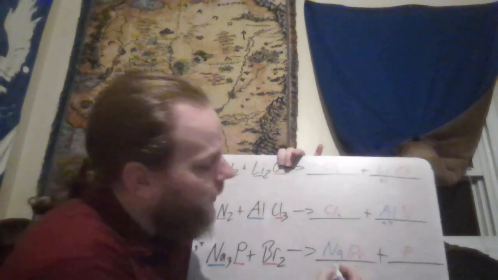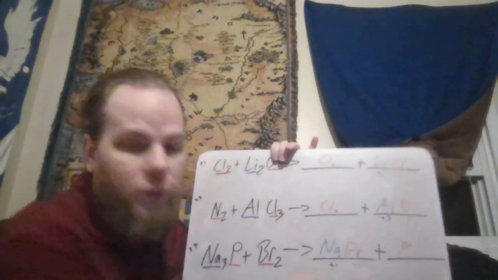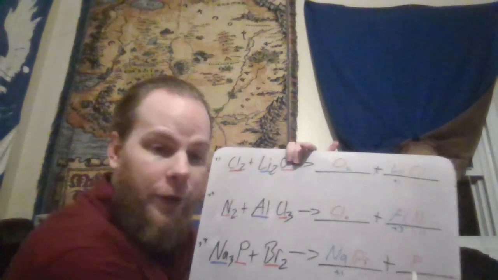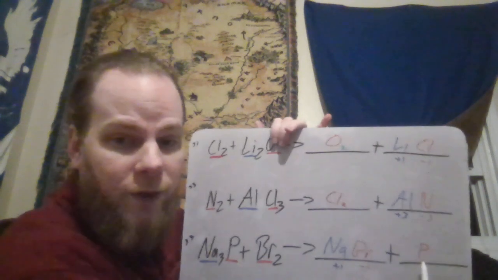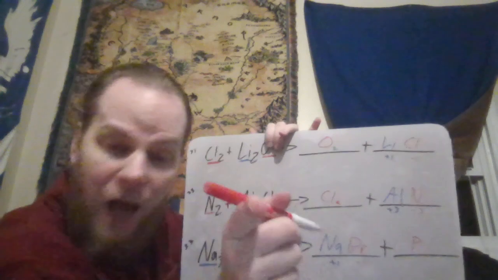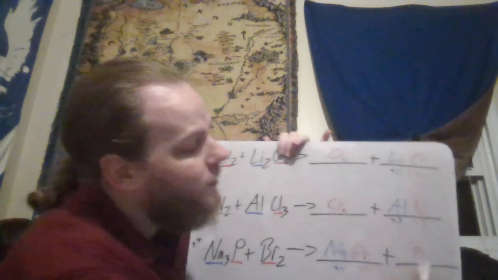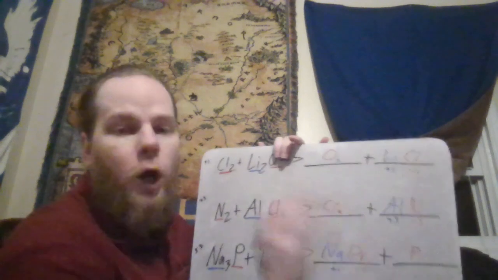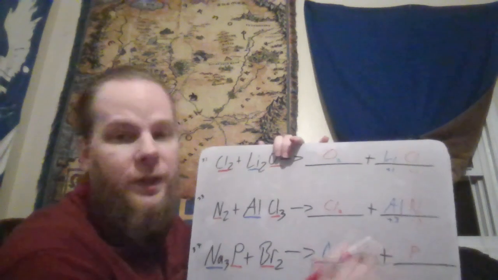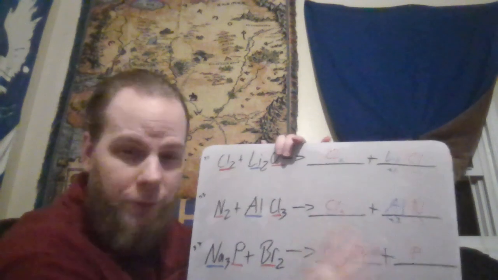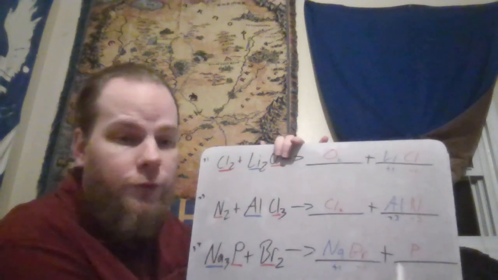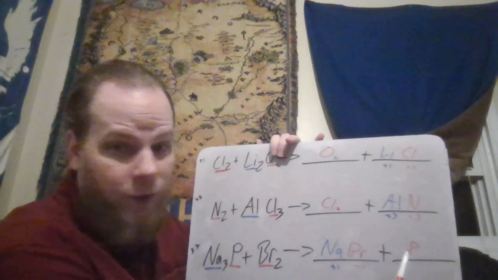Br is -1. Sodium is +1, so those cancel. We don't have to add anything. Phosphorus is not a diatomic. So we don't have to add anything to it. Now, there are rules for most of these that govern the subscripts that they are supposed to have when they are by themselves. I'm not making you learn those. So just write P. That's it.